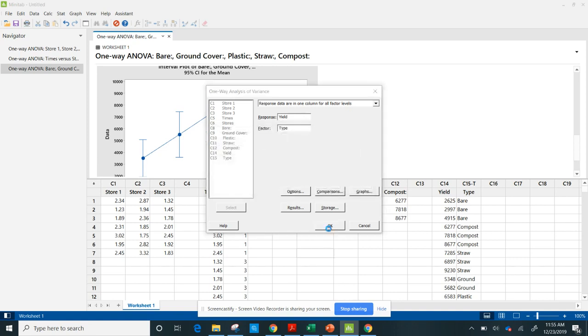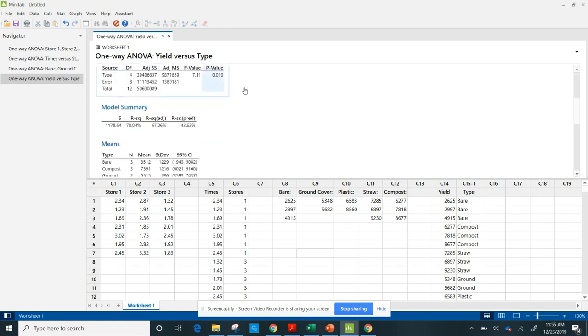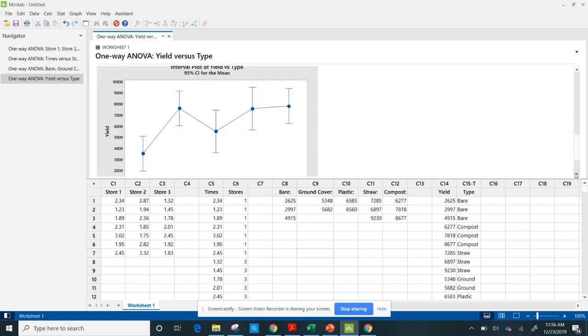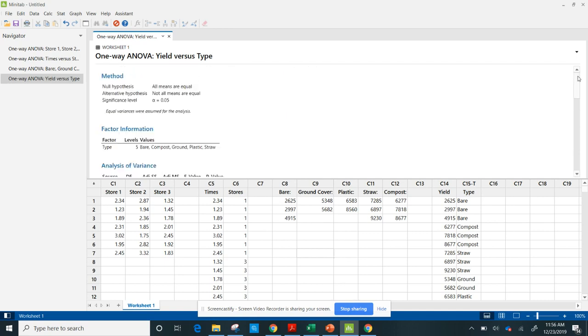Hit OK and OK. And again, if I quickly go down and look, it gave me the exact same thing, even gave me the same graph. So I'm good to go. So let's keep going.